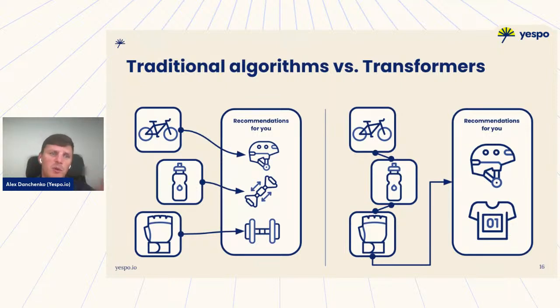For instance, if I was looking at a bicycle, the traditional model could recommend me a helmet. If after that I looked at a bottle of water for sports, it would probably recommend me some gym equipment. If I was looking at special gloves, it would probably give me some weights to work out. But transformers see this as a whole. So I look at and purchase a bicycle, I purchase water, I purchase special gloves, and it means that I am actually trying to equip myself as a professional cyclist.